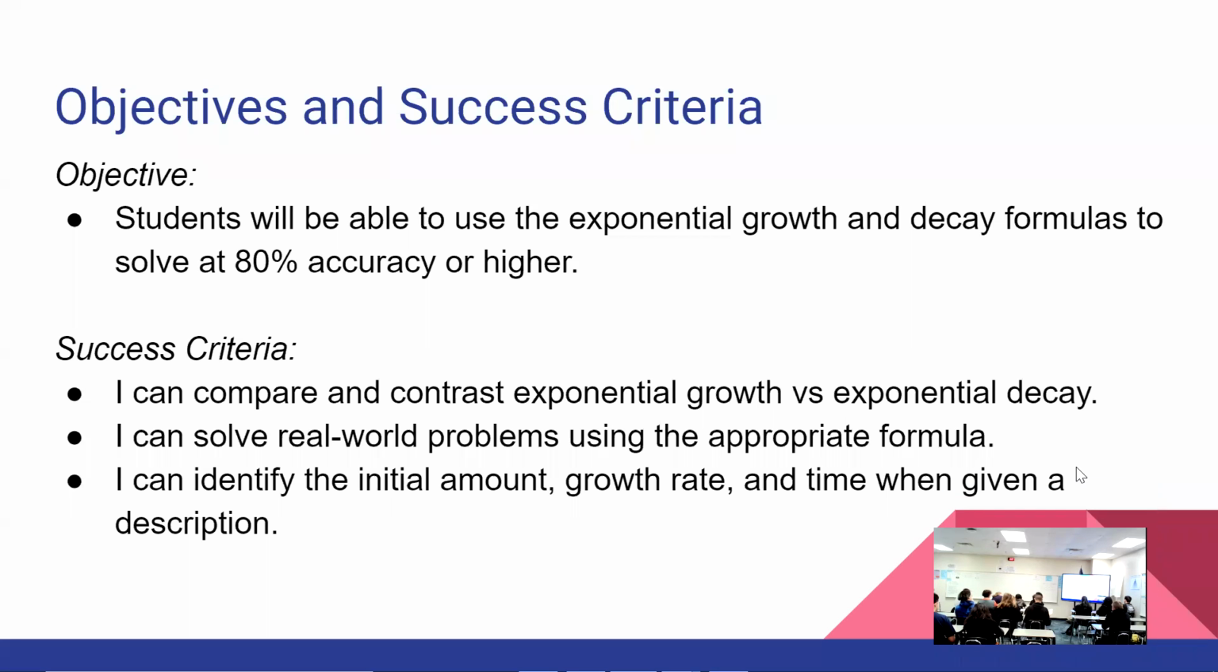Today's lesson is about using what are called the exponential growth and decay formulas to solve at 80% accuracy or higher. So we're actually looking at exponential growth and exponential decay like in the real world. So things like when you buy a car, how they depreciate really fast. So things that decrease at a really fast rate, like exponential decay, or things that increase at a fast rate, like an investment, something like that, exponential growth. So there's different formulas for decay and growth, but they are really similar, so we'll explore that.